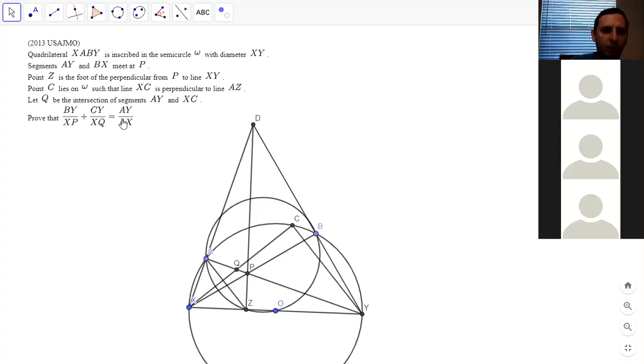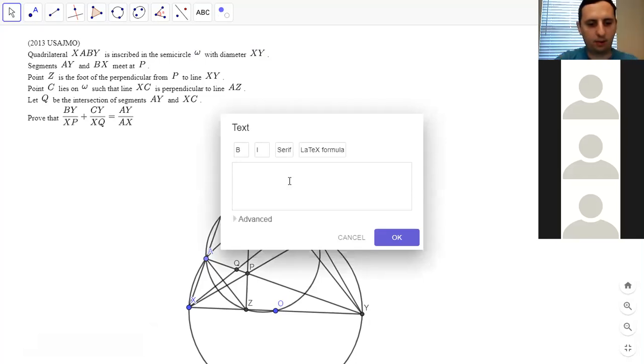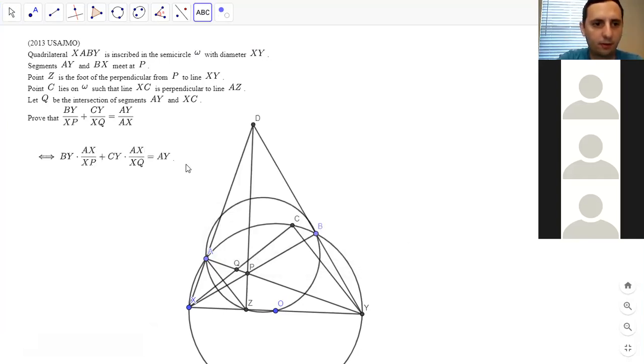So maybe we want to rewrite it. Let's rewrite this. So we have BY times AX over XP plus CY times AX over XQ is equal to AY. I kind of feel like that's a little easier to think about.